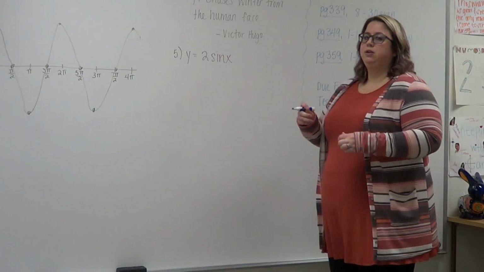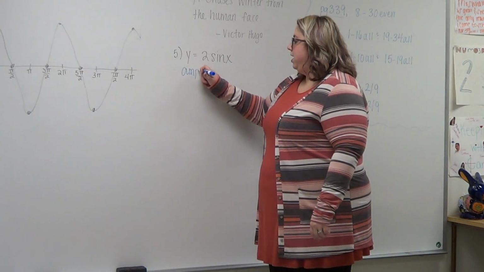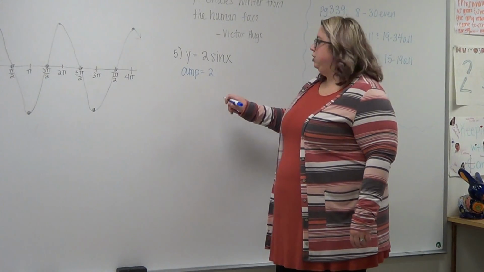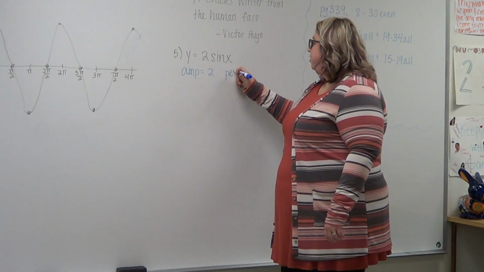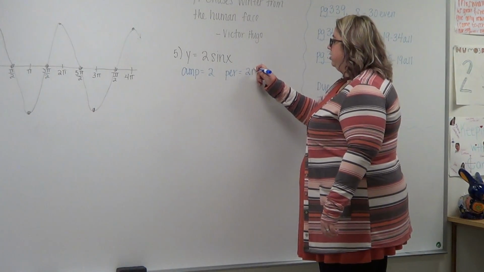2 to this one? 2. How do we know? Because it's the number in front. Okay, it's the absolute value of the number in front. What if that was negative 2? What would your amplitude be? 2. Good. Okay, what about the period? 2 pi. 2 pi divided by 1, which is 2 pi.